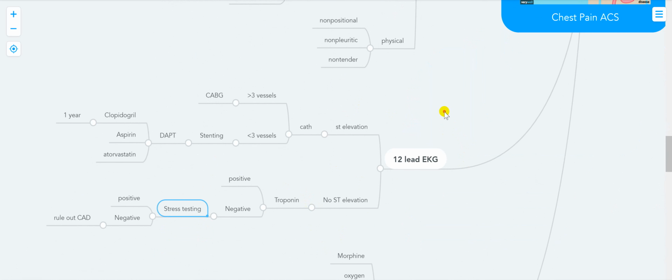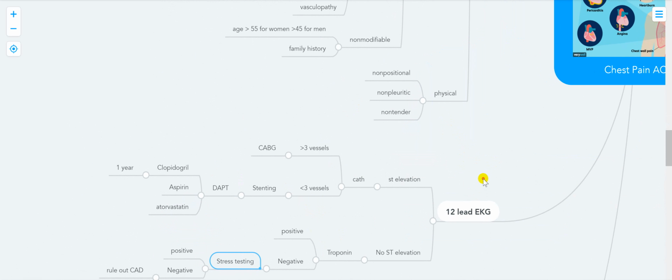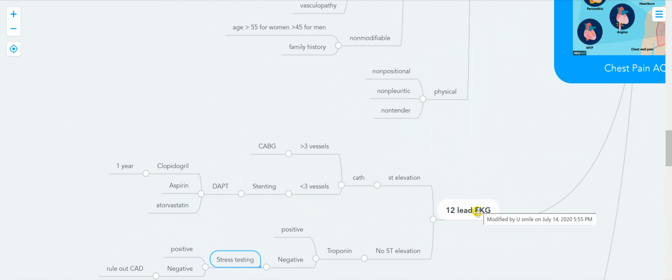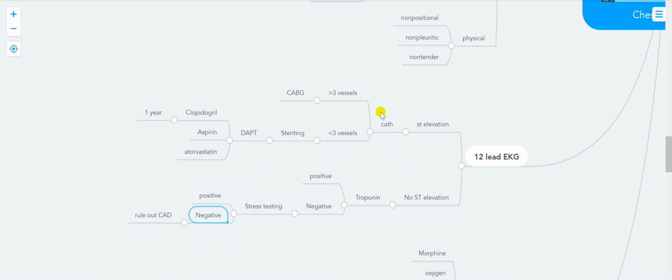After we do all of that, then we do the 12 lead EKG. We take the history. At the same time, we can do the 12 lead EKG. If there's an ST elevation, we do cath. If there is no ST elevation, we do troponin. If troponin positive, we go cath. If negative, we do stress testing. If stress testing positive, then we do cath. If negative, then rule out coronary disease. After we do the cath, if there's more than 3 vessels, CABG. If there's less than 3 vessels, stenting.